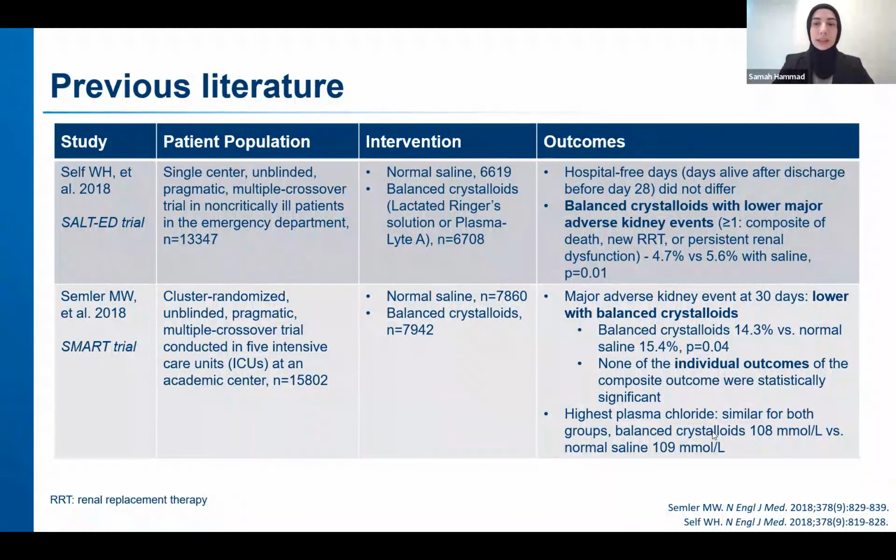And of note, the highest plasma chloride concentrations were reported here, and it was 108 for the balanced crystalloids group and 109 for normal saline. It is important to note that both of these trials were single-centered and reported composite endpoints where they kind of merged these renal and non-renal outcomes. However, these are kind of the reason why we think of chloride load in the first place, because we didn't really used to before. So these brought to our attention the potential impact of chloride on our patient outcomes.